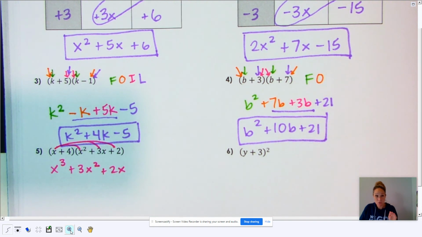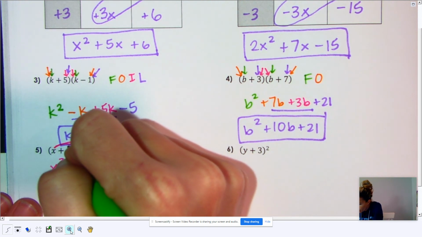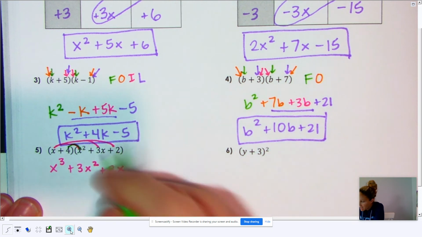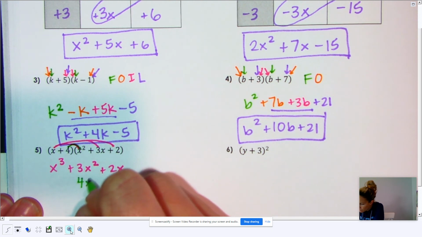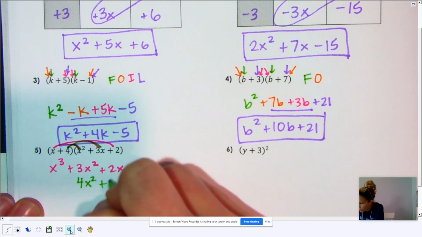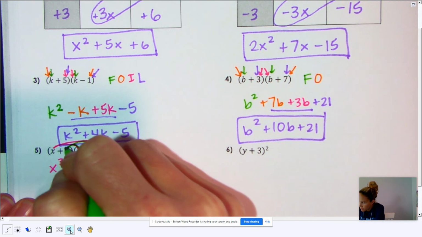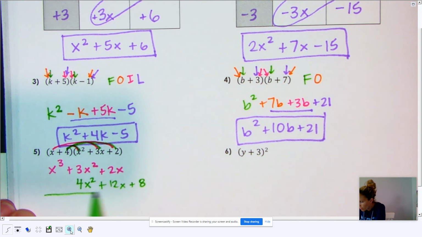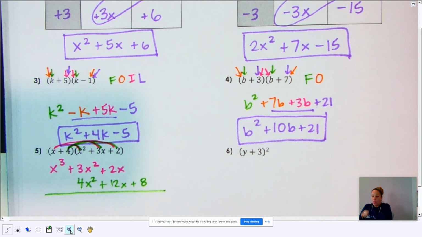Now, when I distribute the next one, I'm going to write my answer underneath it, but over by 1, and you'll see why in just a minute. So I'm going to go 4 times x squared, and because it has an x squared in it, I'm going to write it here, 4x squared. Then I have 4 times 3x, which is 12x, and 4 times 2, which is 8. Now I can just add those up.